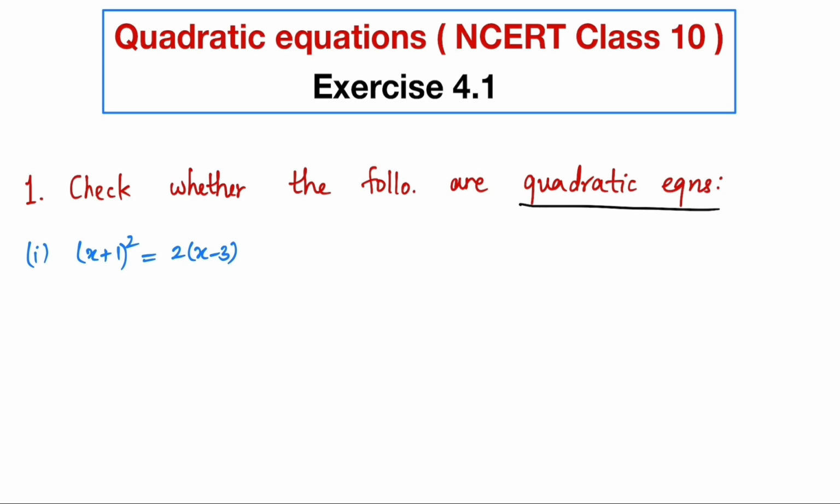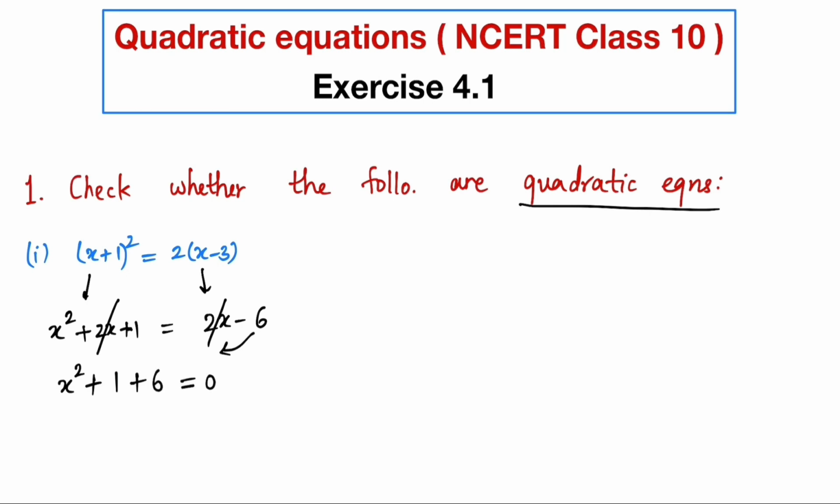Now let's simplify this. So from here we have x square plus 2x plus 1, right, and from here we have 2x minus 6. So now we can cancel this 2x and this gives x square plus 1. Now transfer this 6 here. So this is equal to 0. That means we have x square plus 7 is equal to 0.